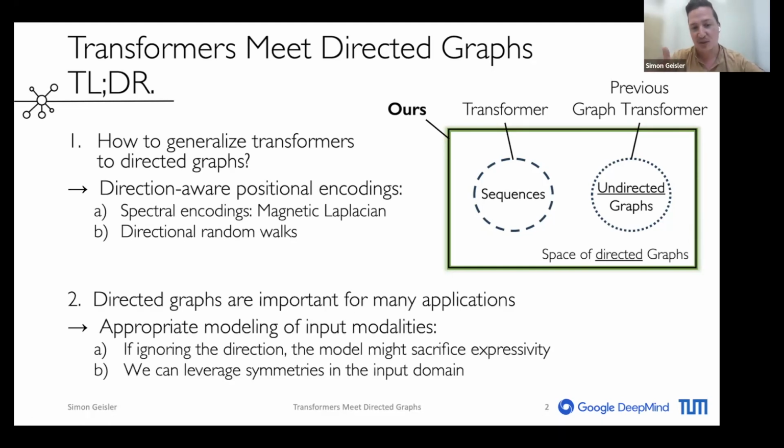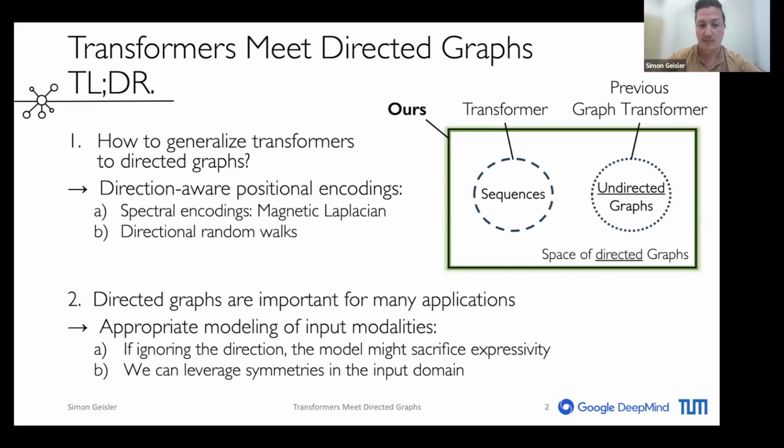Before I dive into that, I also want to motivate why directed graphs are important in the first place. I guess there are multiple reasons. Obviously, if I ignore direction, then I will sacrifice expressivity. For example, in a sequence, if I ignore the direction, then I cannot distinguish what is the first and what is the last token. And obviously that can yield some expressivity issues in the end.